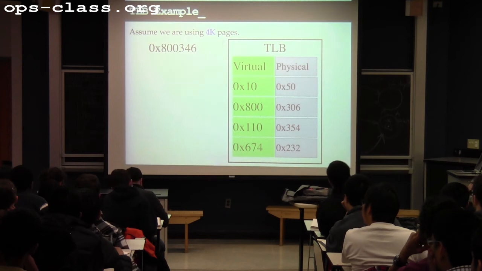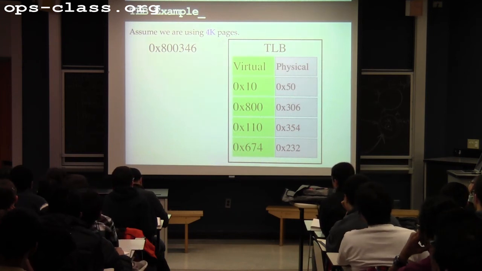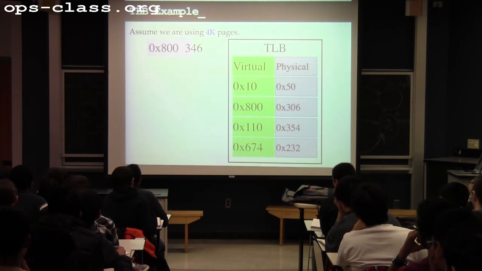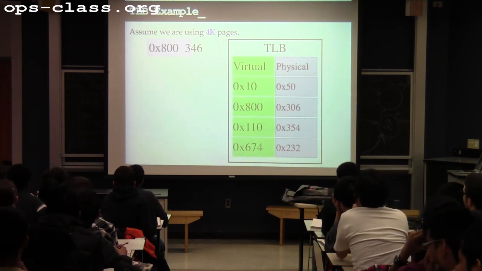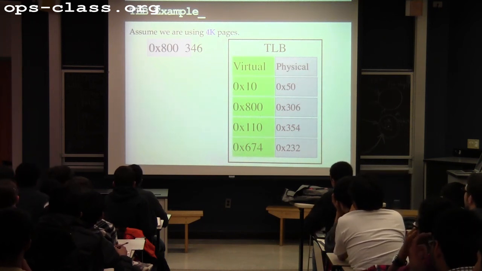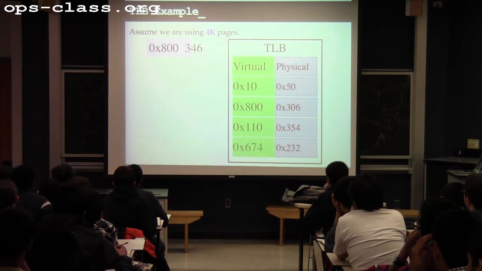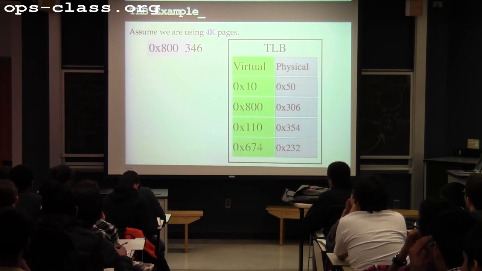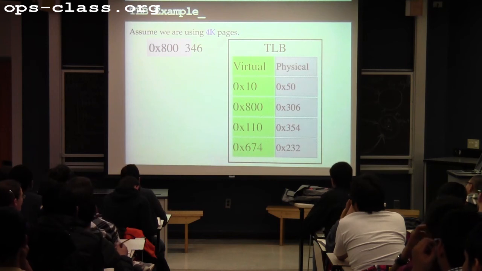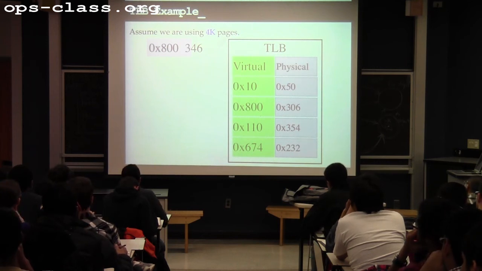Can someone identify the virtual page number? 800, yes. The bottom 3 nibbles, I think they're actually called nibbles. Yeah, Guru knows. The bottom 3 nibbles, each one is 4 bits. That's 12 bits, right? That is the offset. The rest is the virtual page number, right? So my virtual page number is 800.